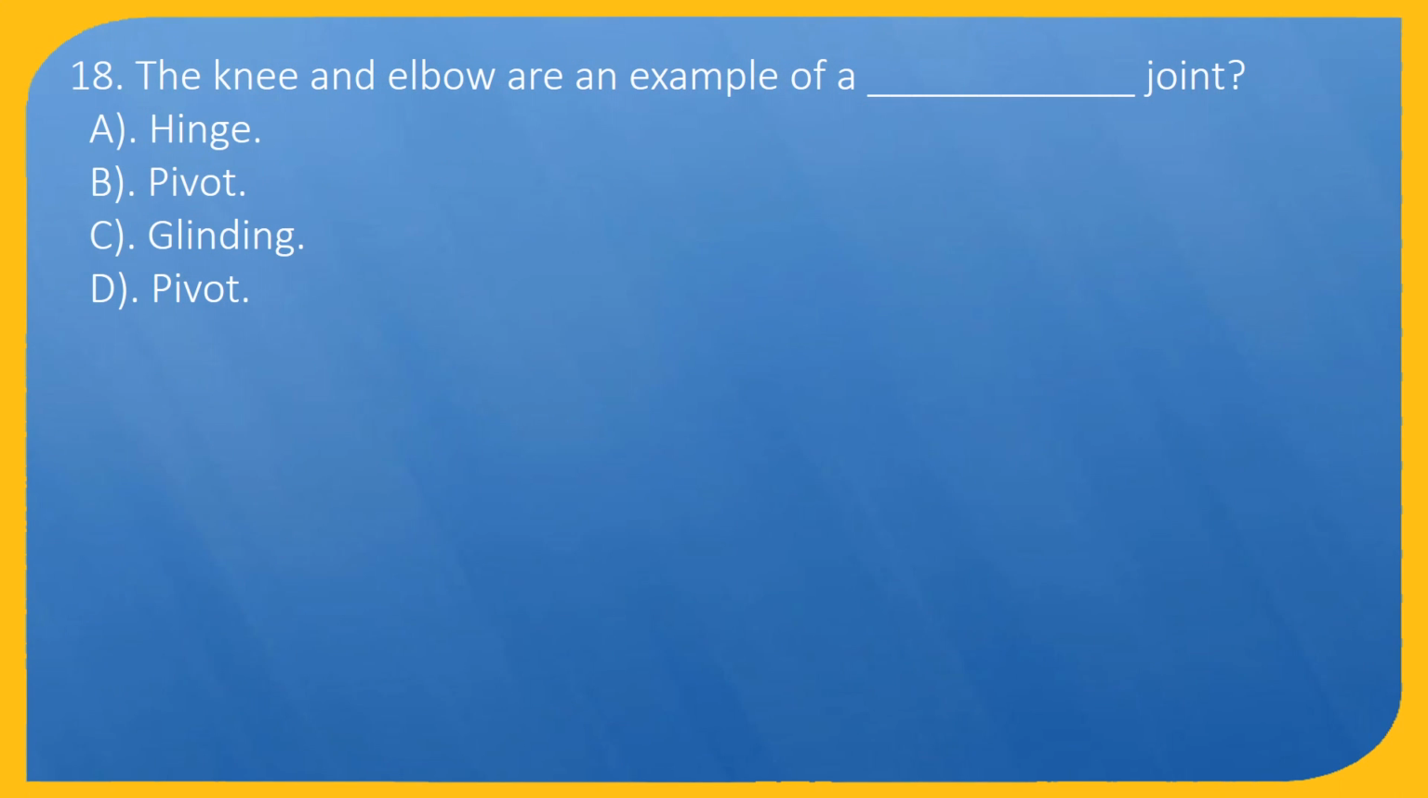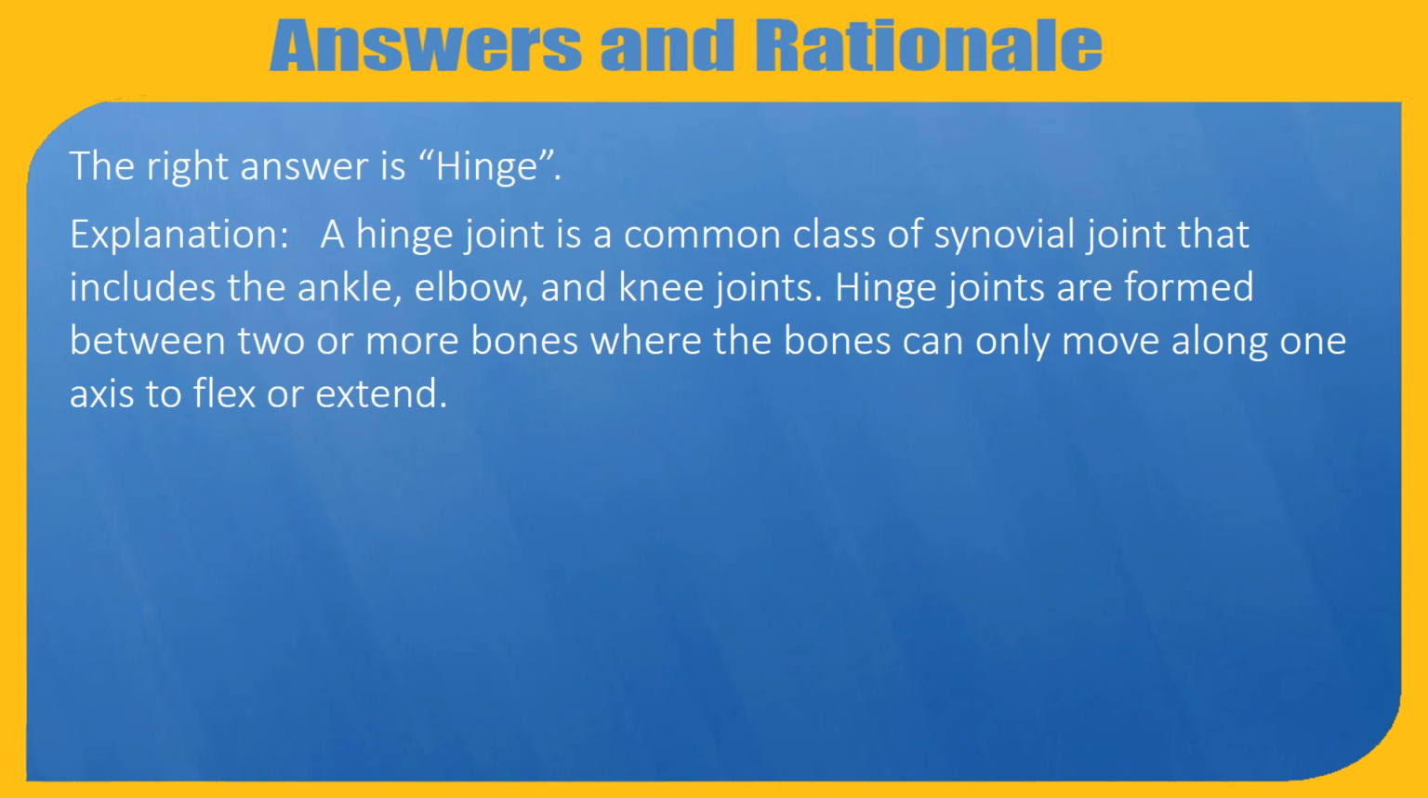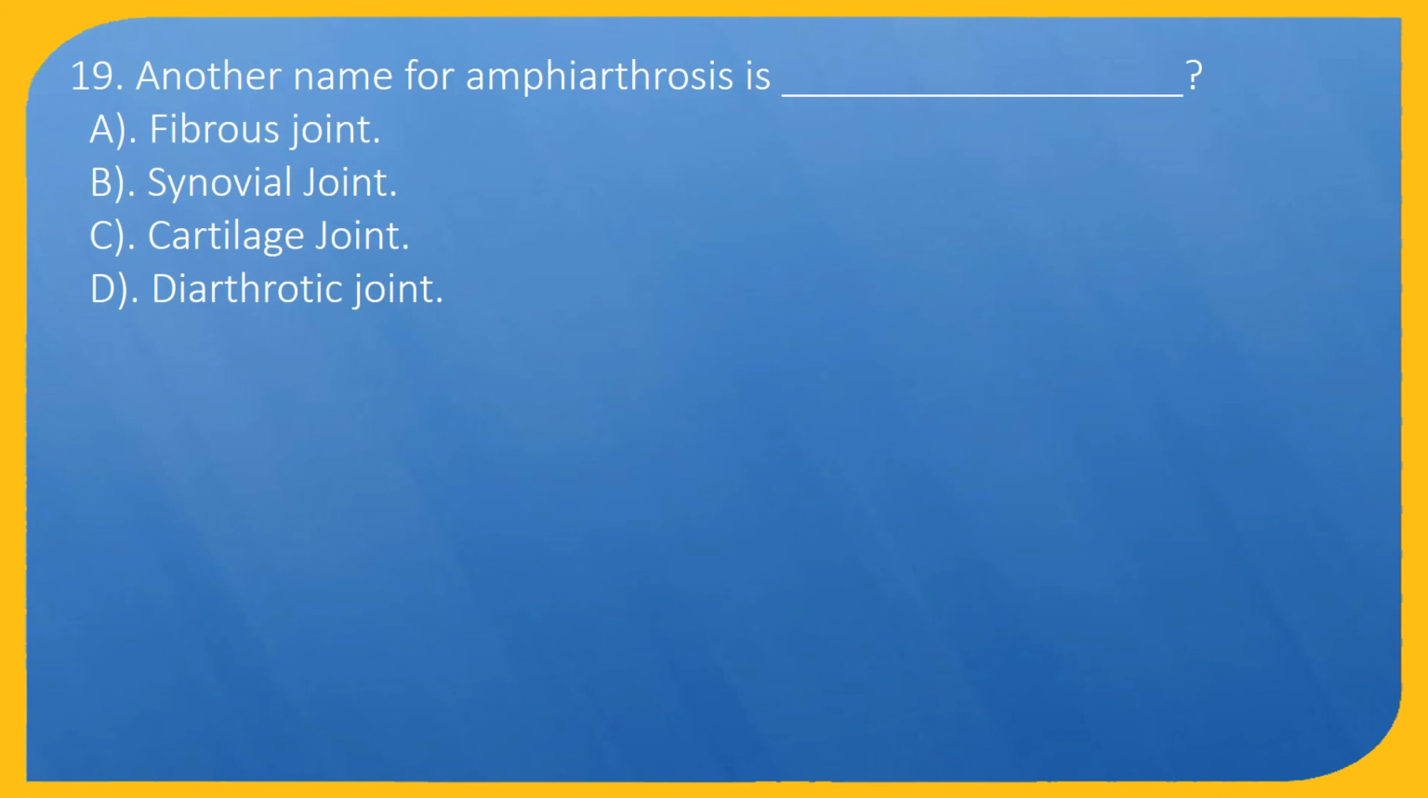Question 18. The knee and elbow are an example of an underscore joint? A. Hinge. B. Pivot. C. Gliding. D. Pivot. The right answer is hinge. Explanation: a hinge joint is a common class of synovial joint that includes the ankle, elbow, and knee joints. Hinge joints are formed between two or more bones where the bones can only move along one axis to flex or extend.